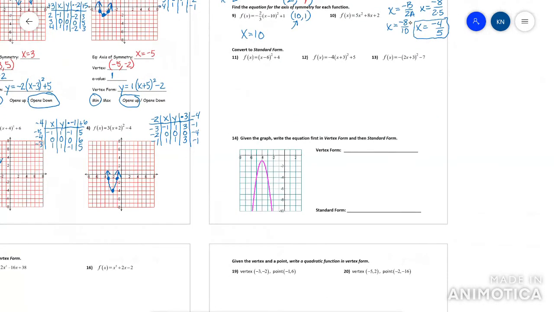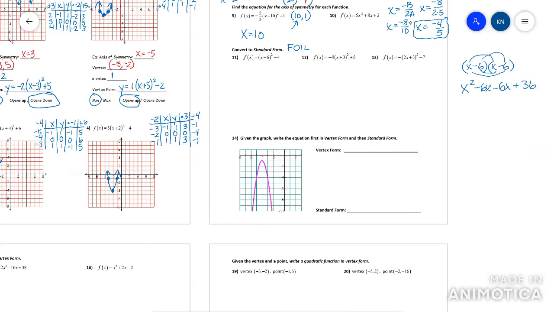Convert to standard form is when you're going to have to do FOIL. So it works like this. I'll just do it on one of these. (x - 6) squared is really like writing it twice. Now FOIL works like this. You do the first times the first, that's x times x is x squared. Then the outside and the inside, so that's minus 6x minus 6x. And then the last is negative 6 times negative 6, which is plus 36.